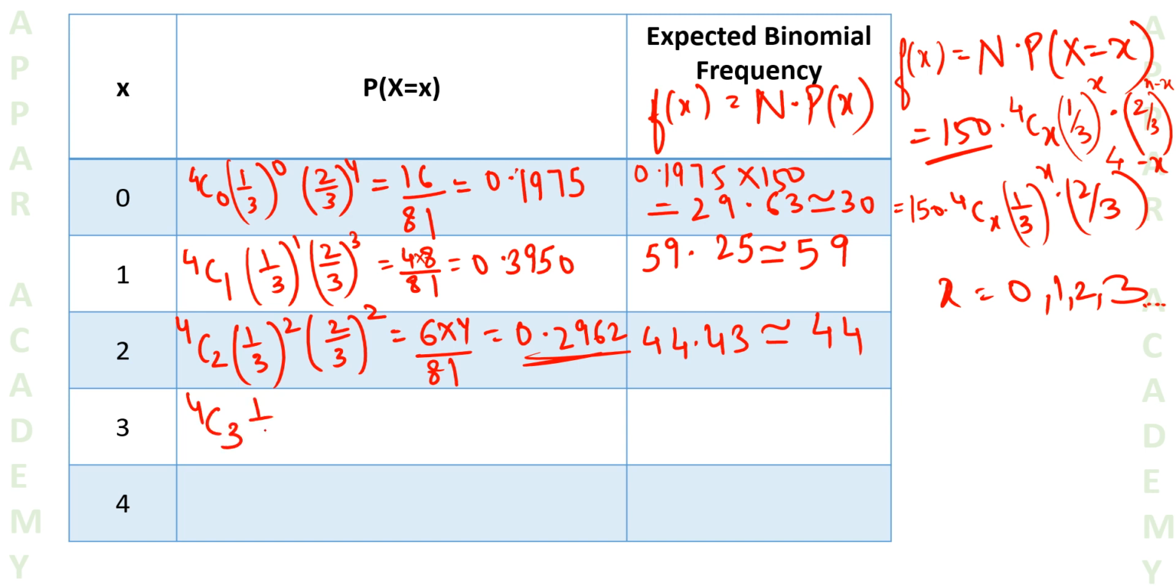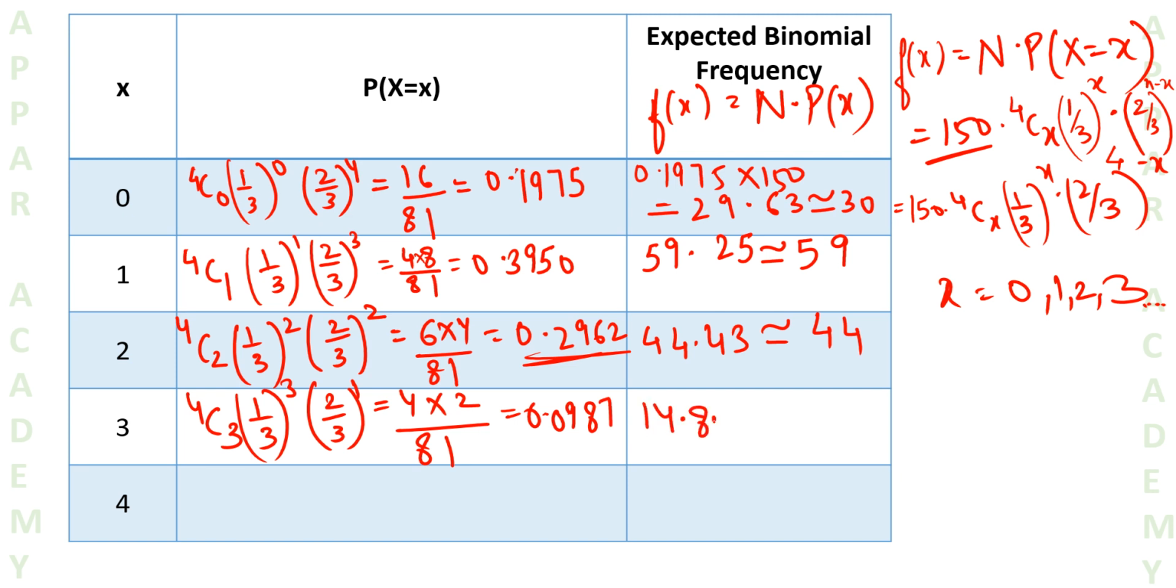Next is 4C3, 1 by 3 to the power 3, 2 by 3 to the power 1, because 4 minus 3 is 1. This will give us 4 into 2 upon 81. Basically this is 3 square into 3 square, 81 we are getting, and I am simply doing this: 1 cube into 2, so this is 1 into 2, and this 4C3 is 4. So by this I am getting 0.0987, which is equal to 14.80 when multiplied by 150, which is approximately equal to 15.